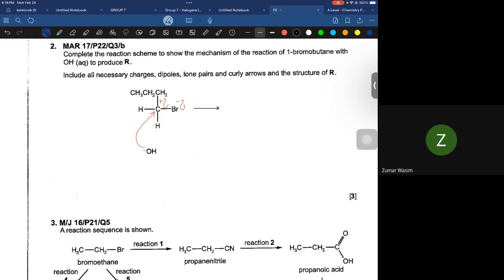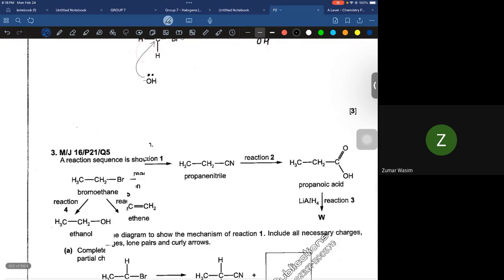So then H, then this C, then this CH2, CH2, CH3, or OH is attached and bromine is released in this form. Okay, that's done, and oxygen has a lone pair of electrons since it has a negative charge.